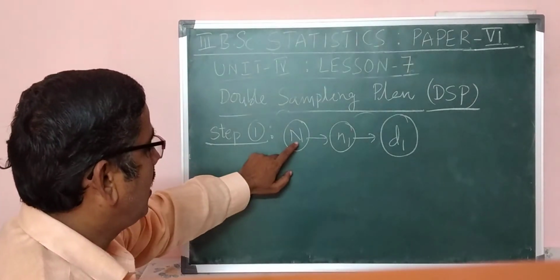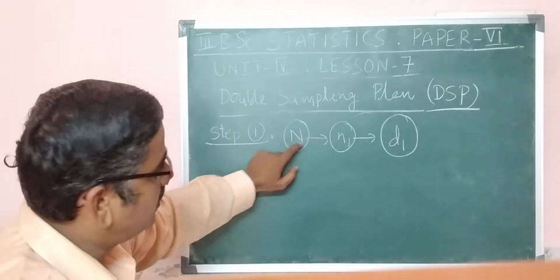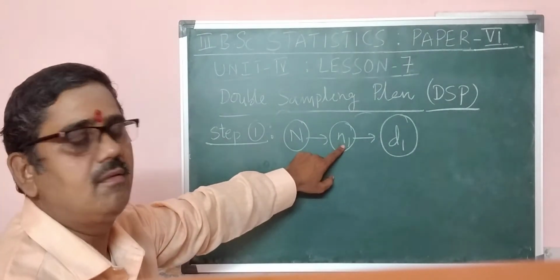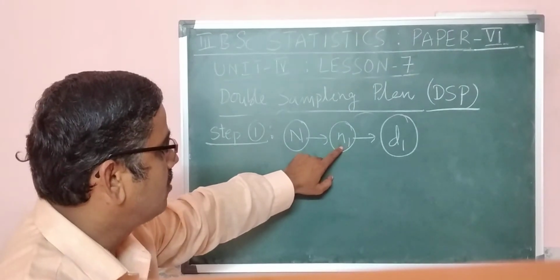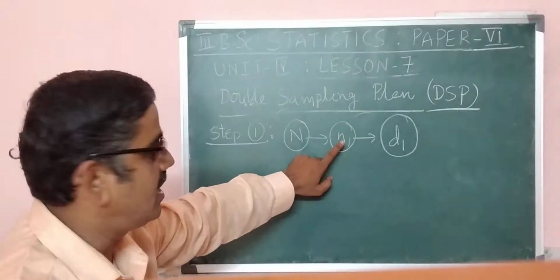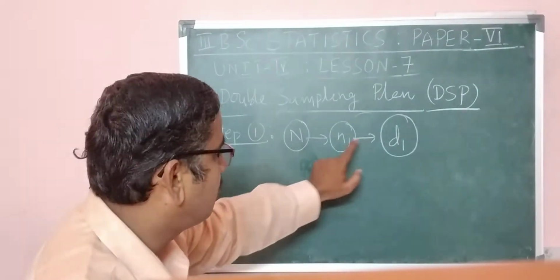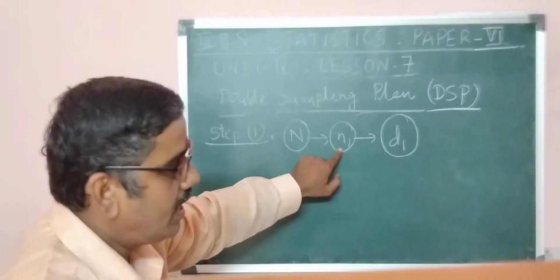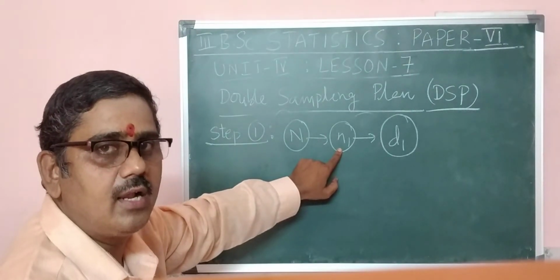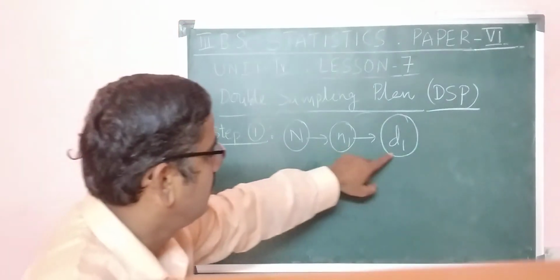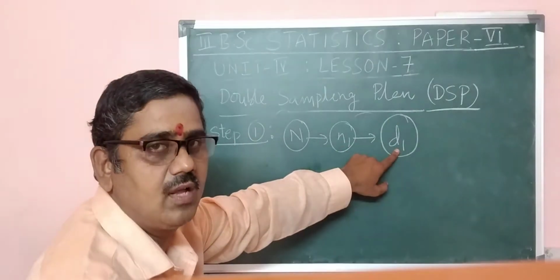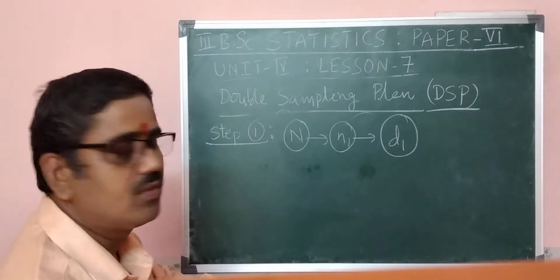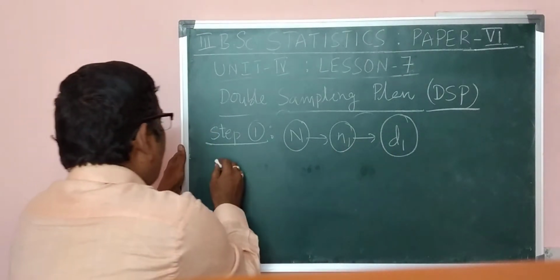Out of capital N items in the lot, you select N1 items as the first sample. You select a first sample of size N1, then inspect all the items in the first sample and observe the number of defective items. Let it be D1: the number of defective items in this particular first sample. That is step 1. Now come to step 2.